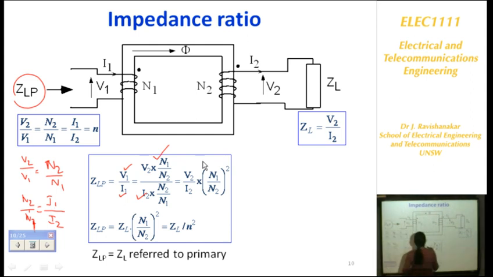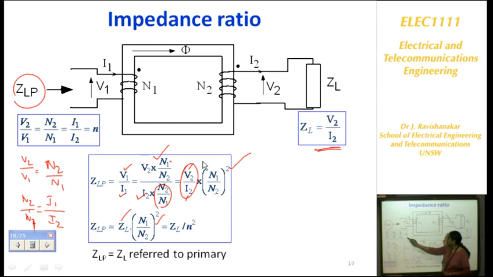So I can write this as V2 on I2 times N2 on N1. When it goes to the numerator, it becomes N1 on N2. Already we have N1 on N2, so this becomes N1 on N2 the whole square. So what is this V2 on I2? We see that this is ZL. So ZLP is ZL times N1 on N2 whole square. And we know that N2 on N1 is N. Therefore, this can be written as ZL divided by N squared.